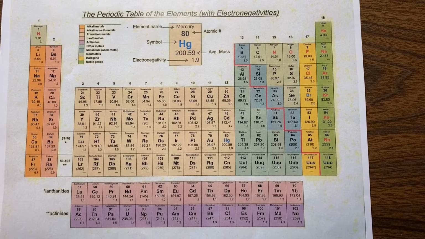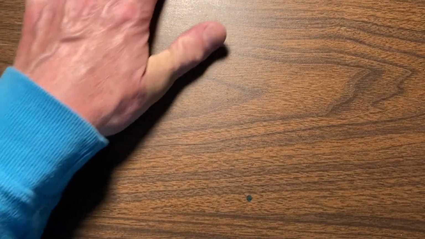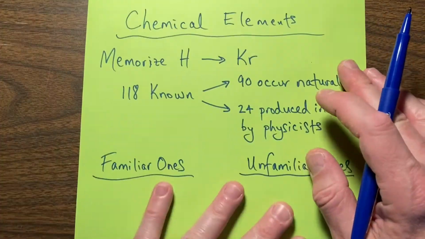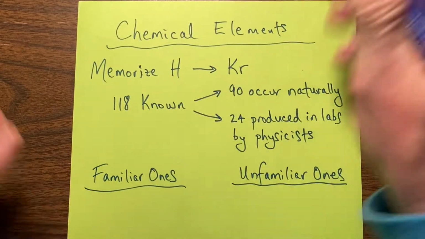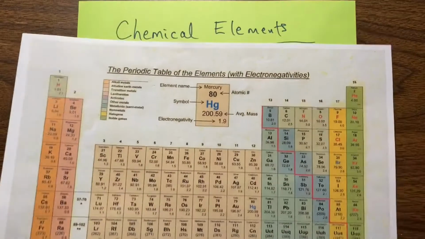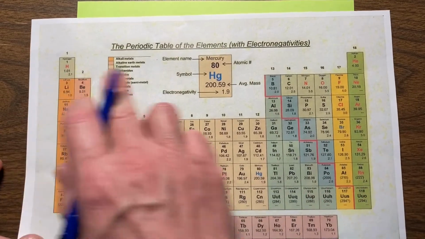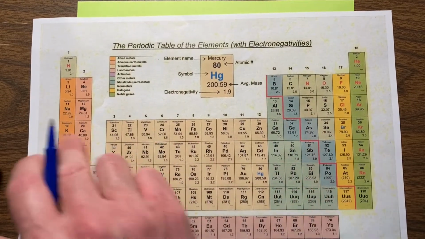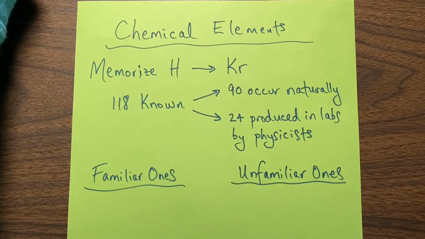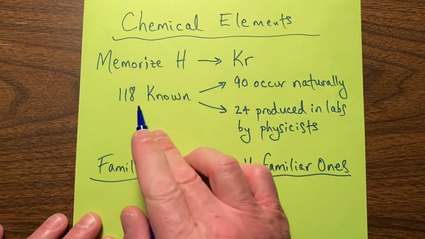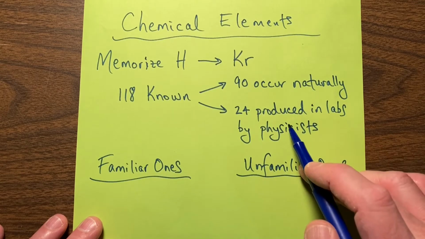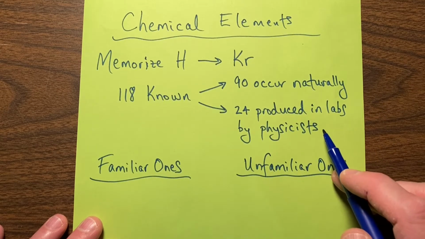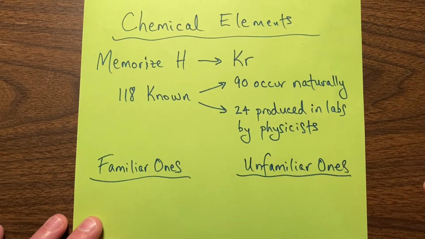We're going to talk in a lot more detail about all of that. I just want to give you some basics of what we know about the elements. Again, I want you to memorize the first 36 just to help you name compounds more easily. So that's these first 4 rows. Please memorize those symbols, names, and the elements. There are about 118 known elements. 90 occur naturally on Earth. 24 are produced in labs by physicists, usually in particle accelerators.